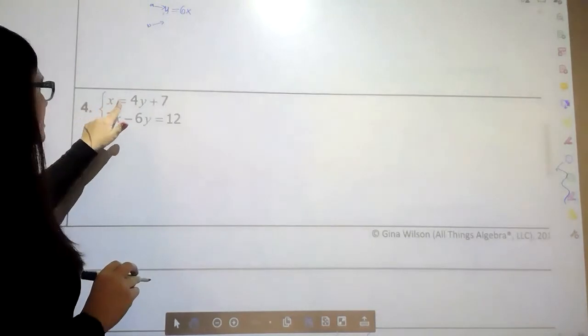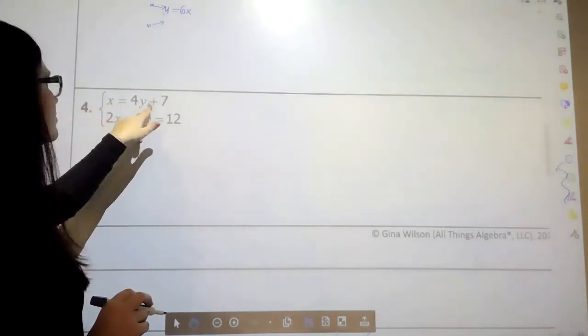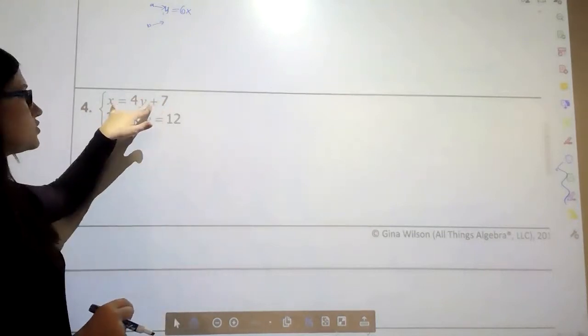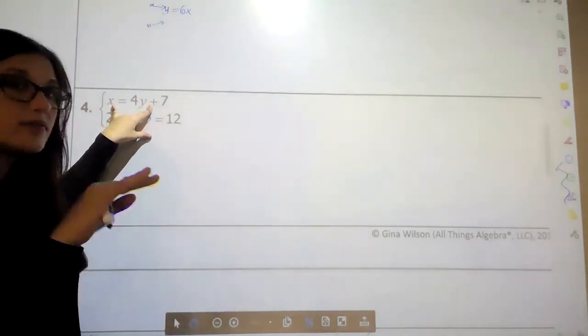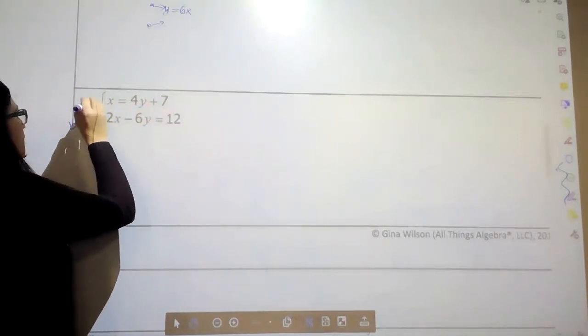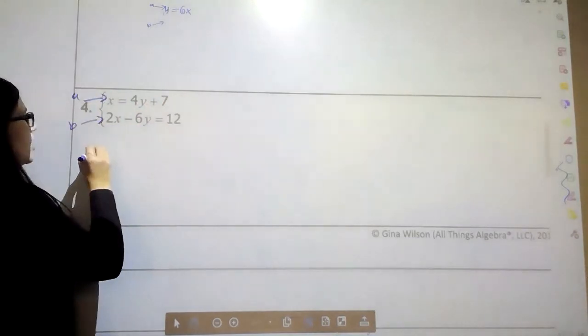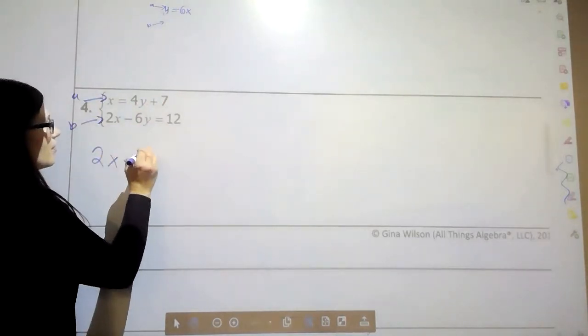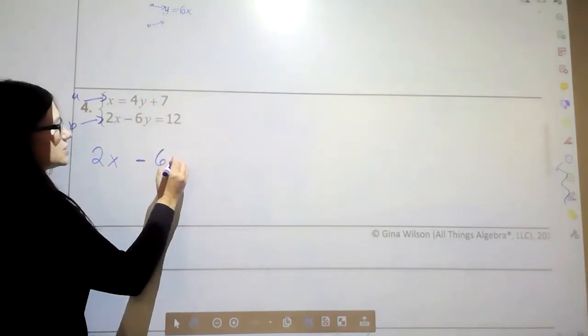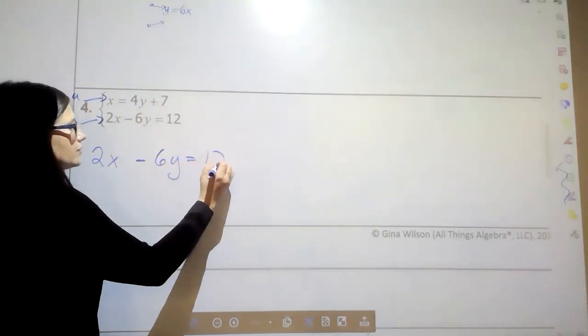So my x is the same exact thing as saying 4y plus 7. X equals 4y plus 7. So that means that those two expressions are equivalent. They're the same thing. So I'm going to take my equations A and B. I've got 2x minus 6y equals 12.